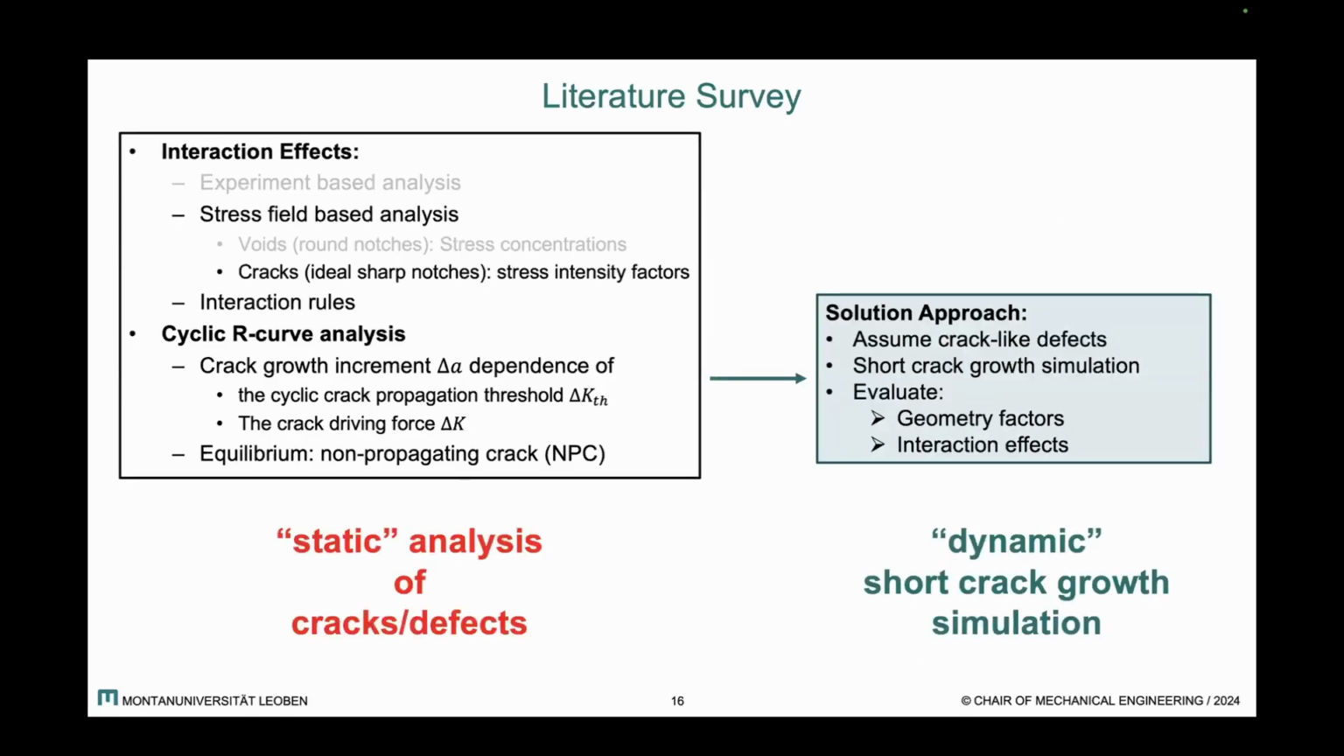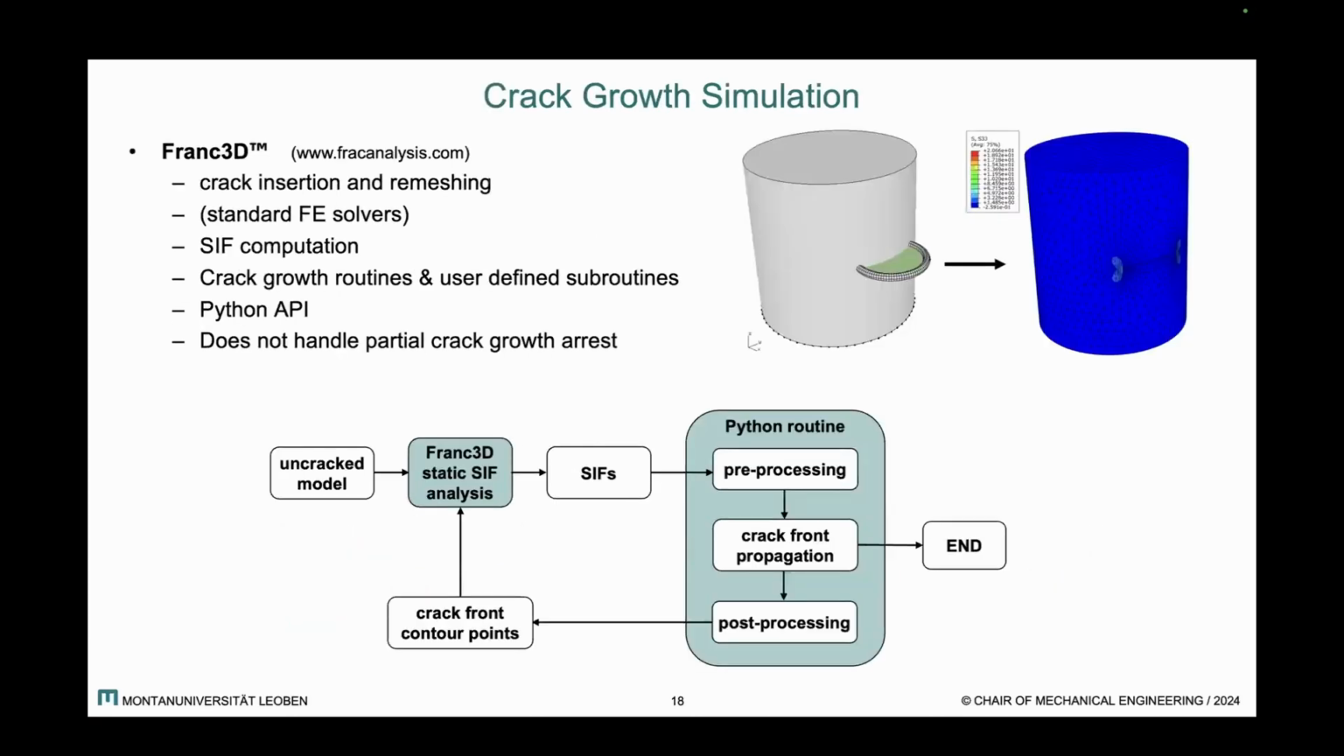To wrap this up, I want to state that most of the research deals with a sort of static analysis of interacting defect configurations, and also in the cyclic R-curve analysis, mostly constant geometry factors are assumed. And I want to refer back to my solution approach to perform a dynamic short crack growth simulation.